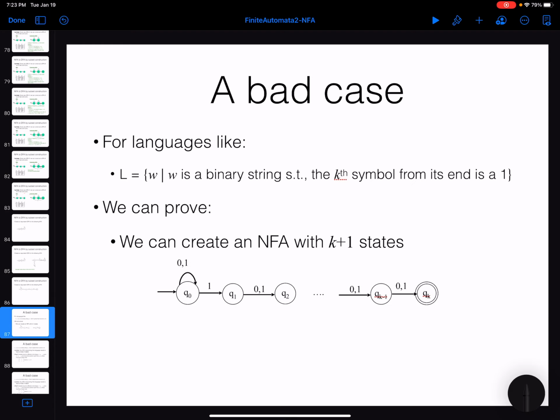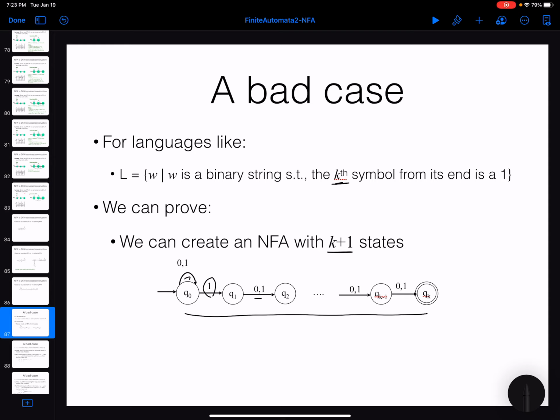This is a very interesting situation. I'm showing here that for all those languages, saying all binary strings where the kth symbol from the end is equal to 1 or 0, it doesn't really matter, the number of states in the NFA is going to be k plus 1, because the pattern is something like this. You just need k plus 1 states and just put a fixed transition here, and the rest of the transitions can be written as all the possible symbols.